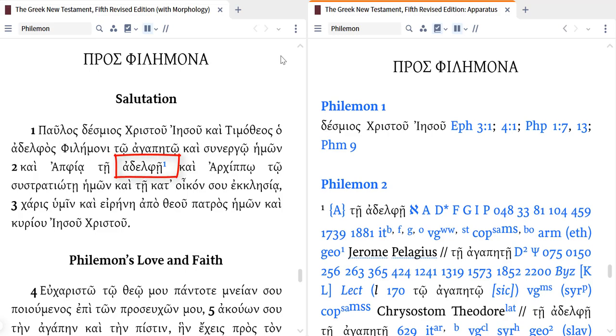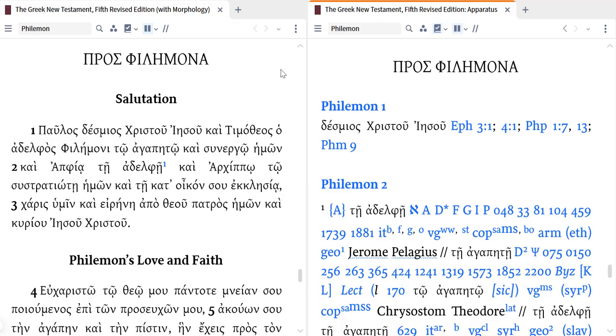This is the reading in the text. Adelphe is describing Apphia. It's modifying it. It's dative. This is part of the recipients list, to Philemon and to Apphia and to Archippus. So this is dative feminine singular because it's modifying Apphia. It's the sister, to Apphia the sister.